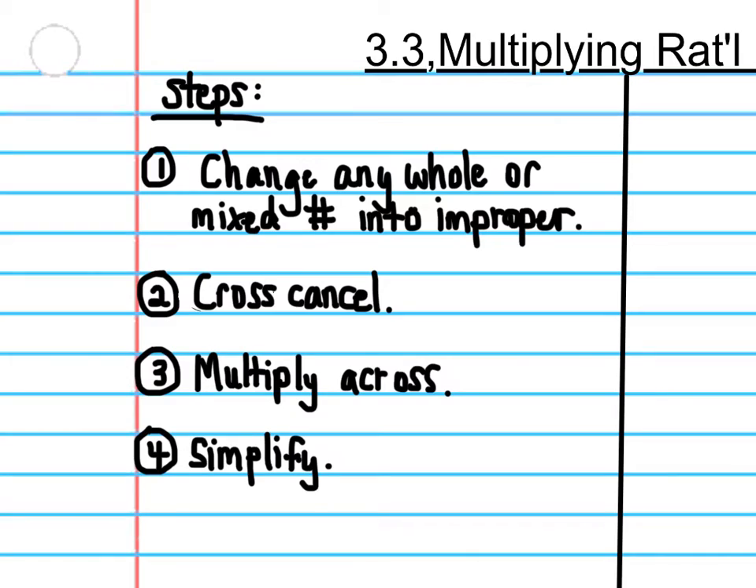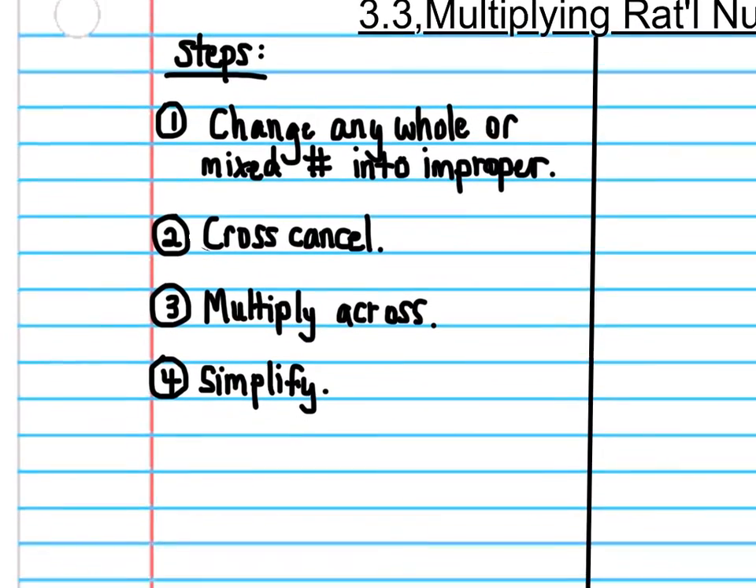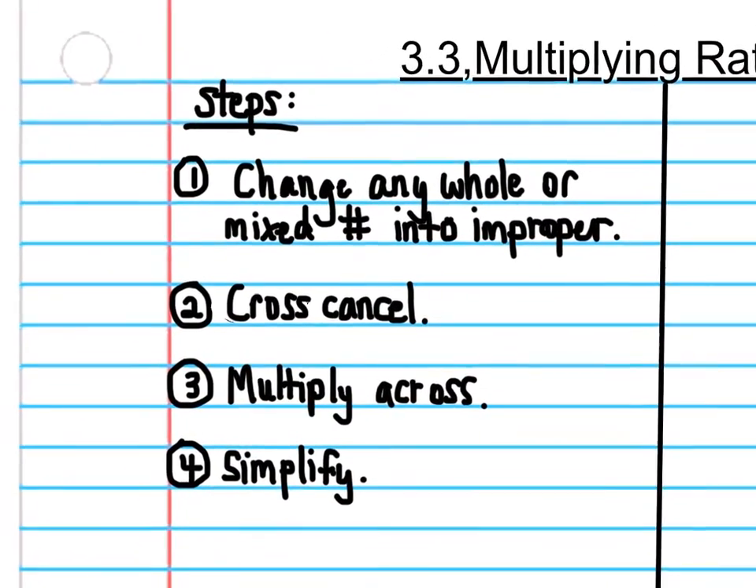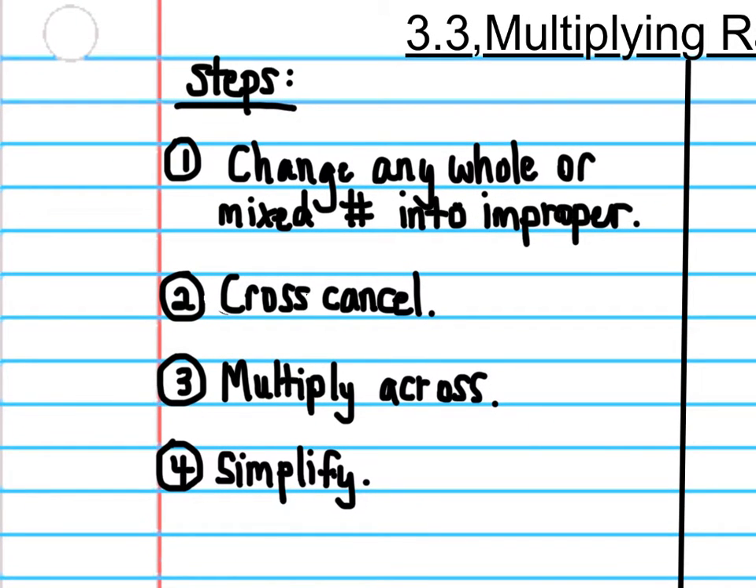On the upper left, we're going to write the steps for multiplying fractions, which we call rational numbers. Step 1 is to change any whole or mixed number into an improper fraction. Step 2 is to cross cancel. Step 3, you multiply across, and step 4, you simplify if possible. Continue writing these steps down, and press play when you're ready to continue.